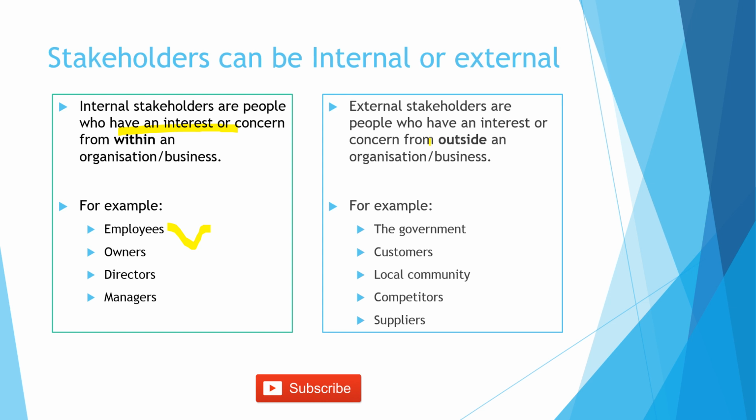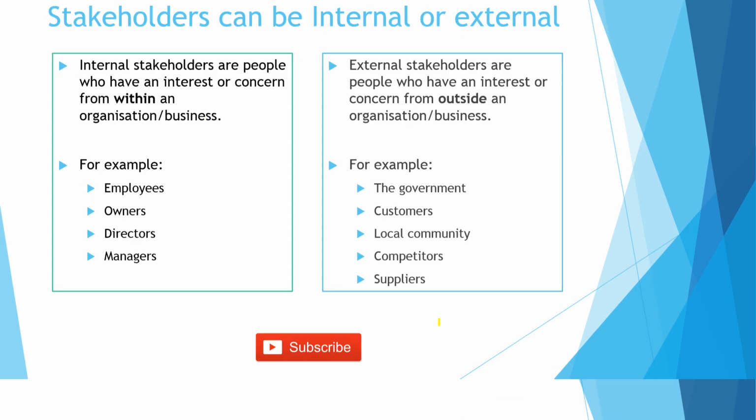As you guessed it, external stakeholders are people who have an interest or concern from outside an organization or business. So this could be the government, customers, local community, competitors, suppliers, local radio station, TV stations, the newspapers. These are all external stakeholders that have an interest in your business, and therefore they are external stakeholders because they are not from within your organization or company.